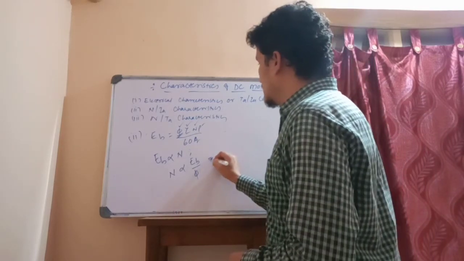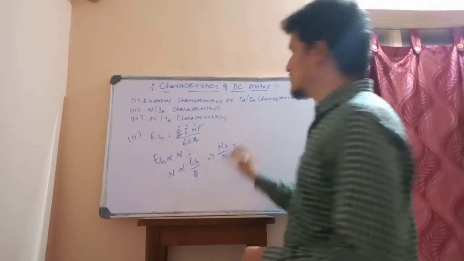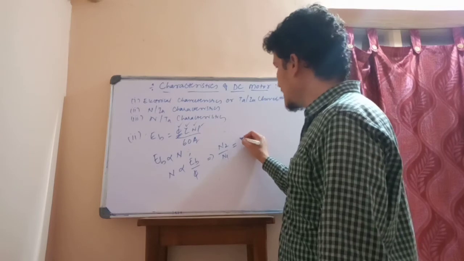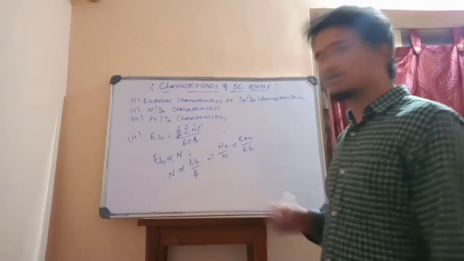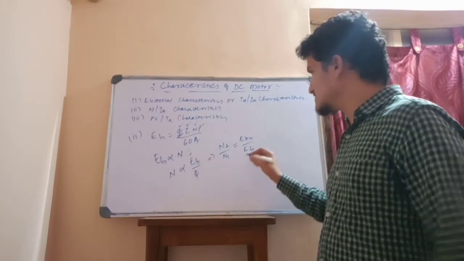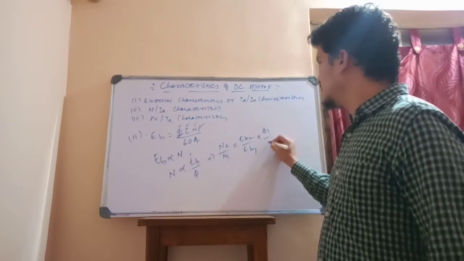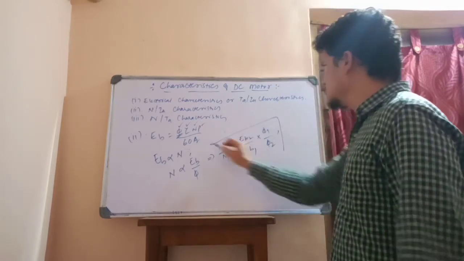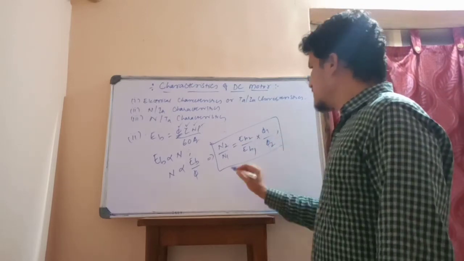So that implies N2 by N1 is equal to EB2 divided by EB1, the proportionality constant cancels out, into phi 1 divided by phi 2. This is one important formula that we use in the numerical problems. Important formula.